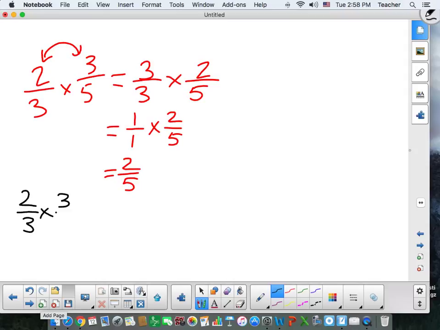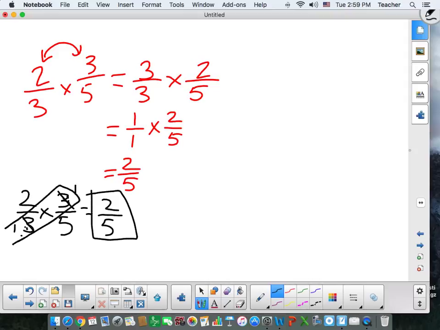2/3 times 3/5. I recognize we have 3/3. Let's make 1/1. 2 times 1 is 2. 1 times 5 is 5. We always put a box around our answer and we are done. Okay? So when you're doing your work today, I want you always to look for those. They should jump off the page and smack you in the face and say, don't do all the work, take the shortcut. Because 3/3 is the same thing as 1/1, then you don't have to work hard. Okay? But there are other ways that we can use this to our advantage.